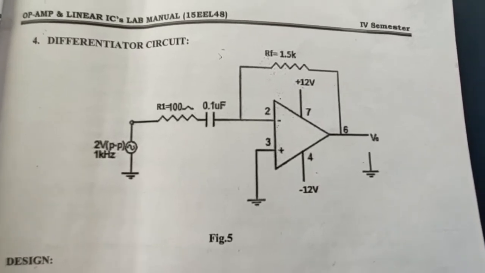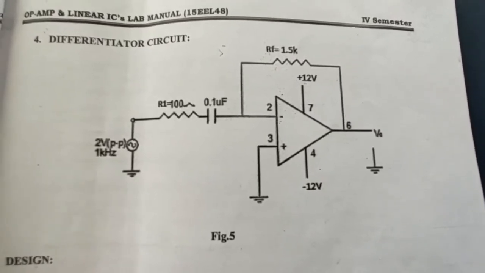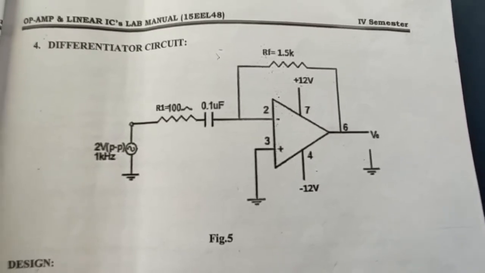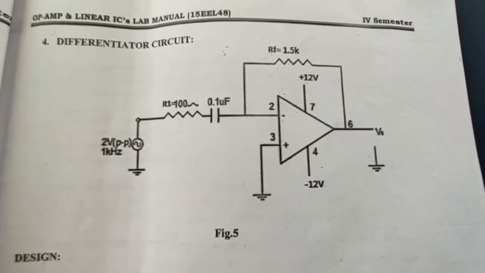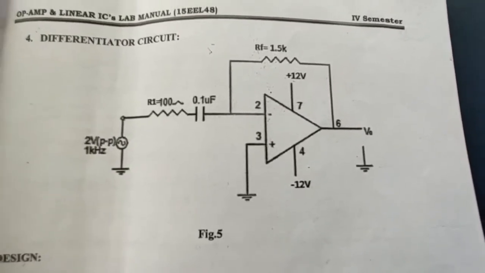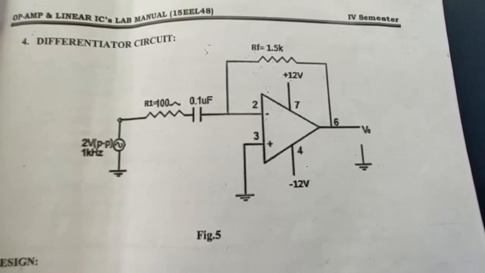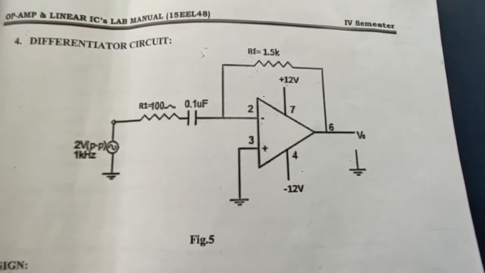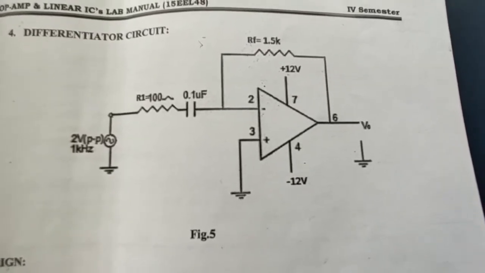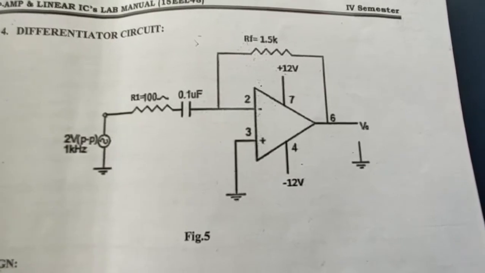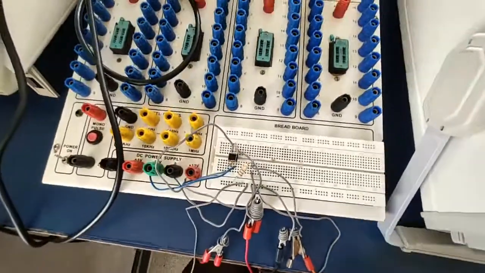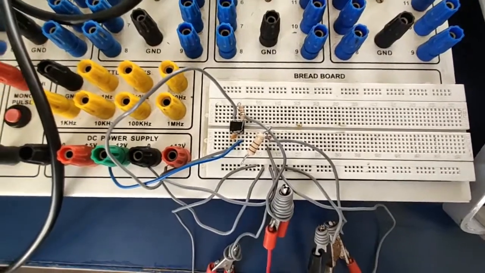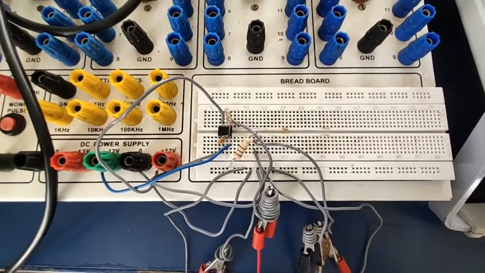Good afternoon, students. After we have studied the applications of the op-amp as an adder, difference and integrator circuit, we shall study the application of the op-amp as a differentiator circuit. You already know the pin configuration of the op-amp. With the known pin configuration, this circuit is rigged up in the breadboard. This is the circuit setup of the differentiator circuit.